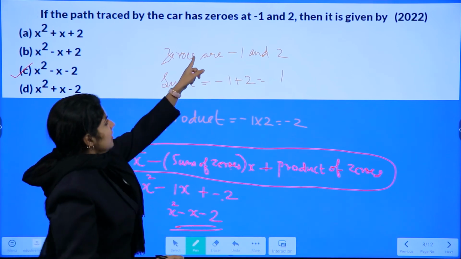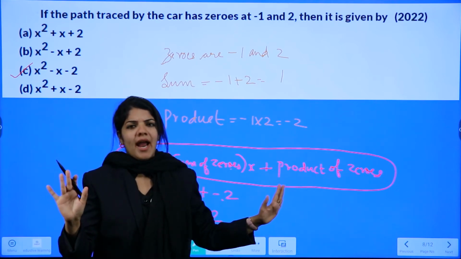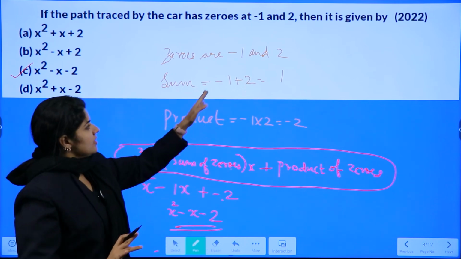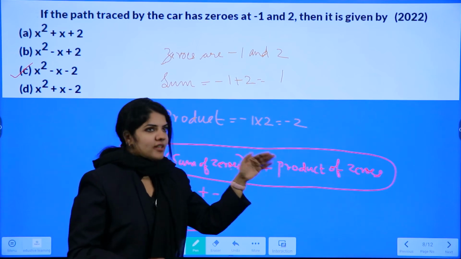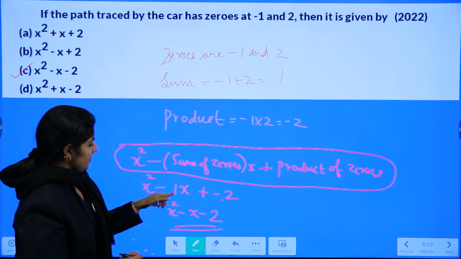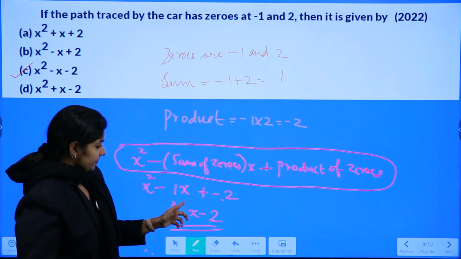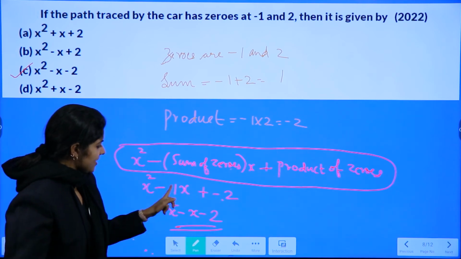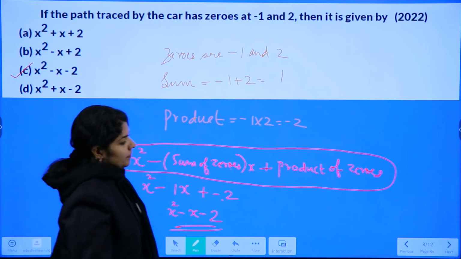Okay, so first from the given zeros we will find the sum by just adding. So minus 1 plus 2 which is positive 1, and product is minus 1 into 2 which is negative 2, and we will substitute those values in the general form which is x square minus, instead of sum of the zeros we will give positive 1, and for the product we will give negative 2. So it is x square minus 1x, which is the same as x, minus 2.